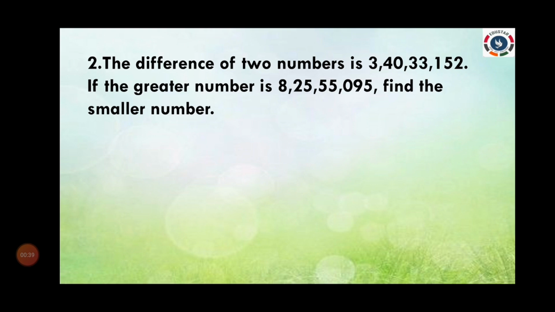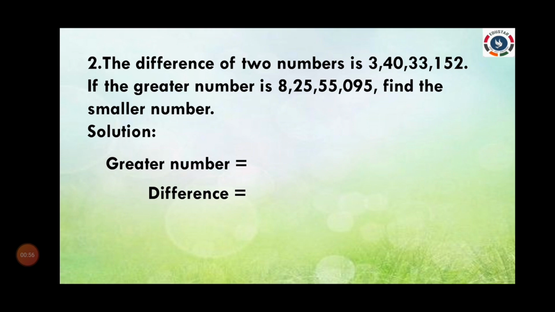Okay. First, you write what is all given in the question. Solution. The difference is already given. Okay, that is the smaller value, so you have to bring it in the second place. The next one, the greater value. If you are going to find the smaller number, what is the formula for the smaller number? Greater value minus difference. So first you write the greater number.